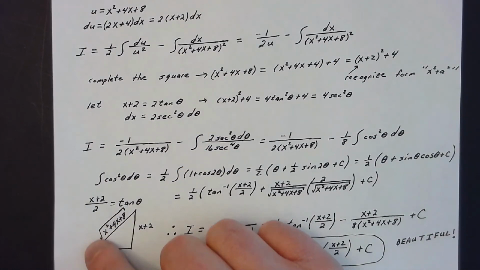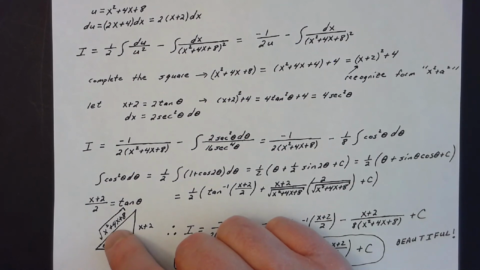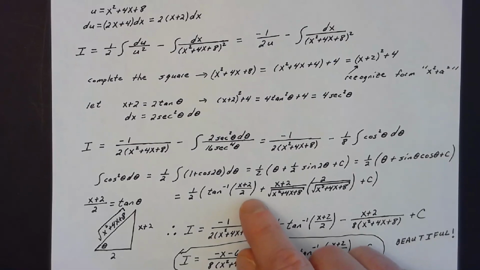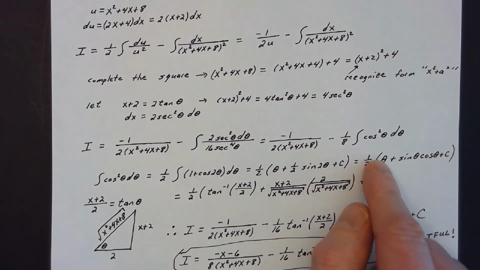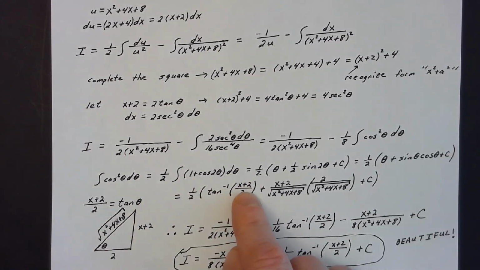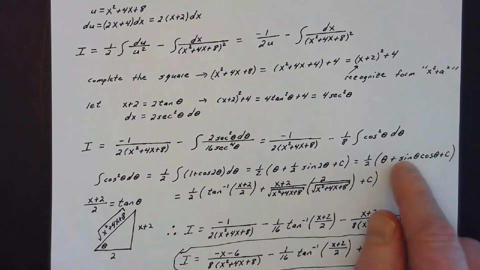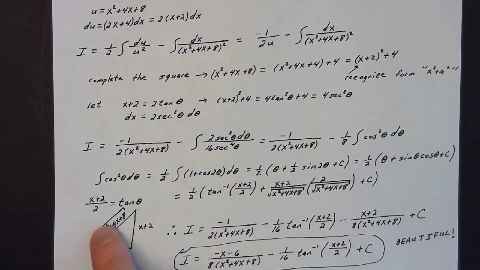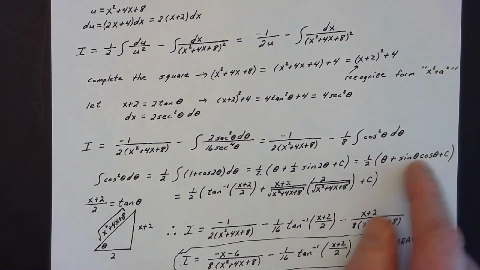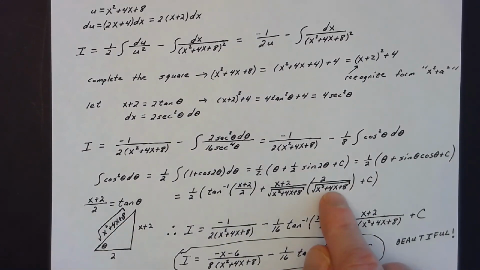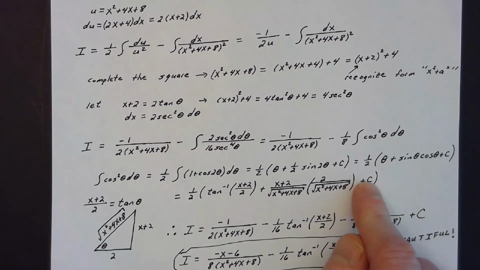But now, of course, it's all inside of a square root for the hypotenuse of that right triangle. Now I can go in and say, well, okay, when I try to simplify this, the theta is just going to be the inverse tangent of x plus 2 over 2. Plus, I have sine theta, cosine theta. Sine theta, opposite over hypotenuse. Cosine theta, adjacent over hypotenuse. I put those two in, plus your constant of integration.